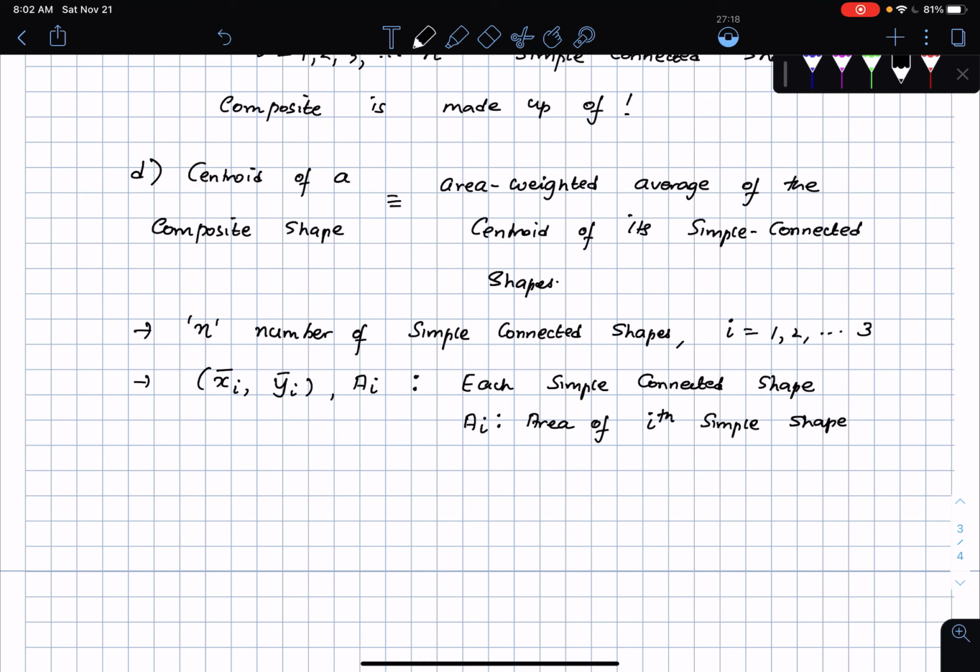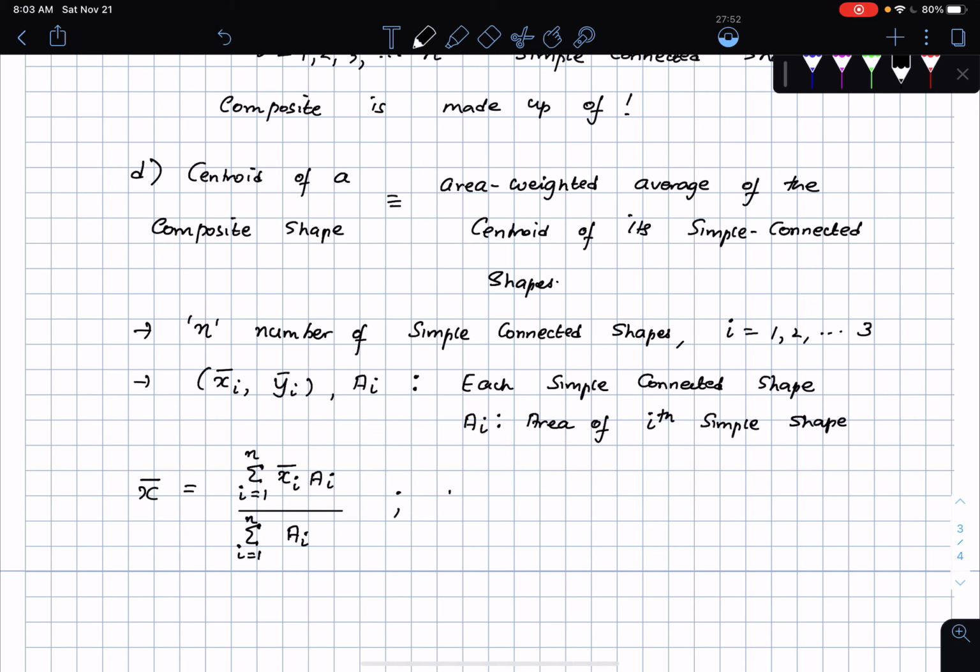Then here is the formula that we will be using. x bar is defined as the summation. In a sense, summation is the same as integration, so this is a glorification of the integration. Summation from i equal to 1 to n of xi bar multiplied by ai, all of this taken over the sum of the areas, so i equal to 1 to n of ai.